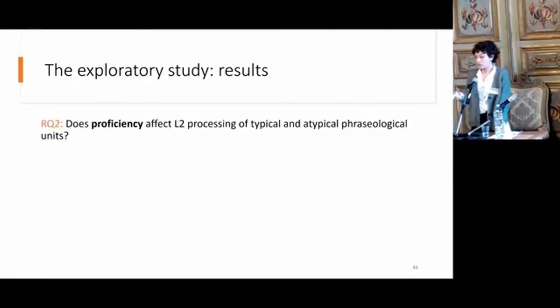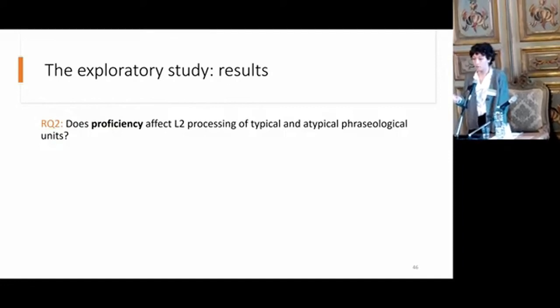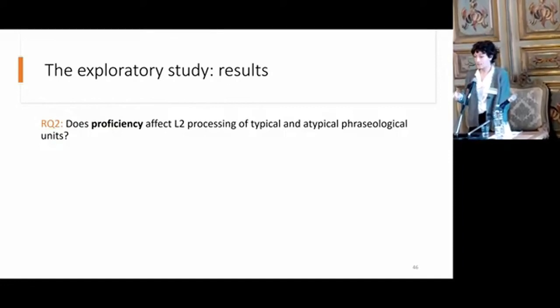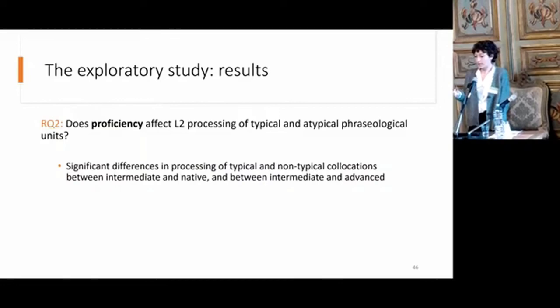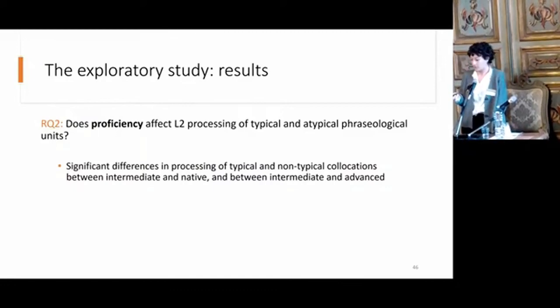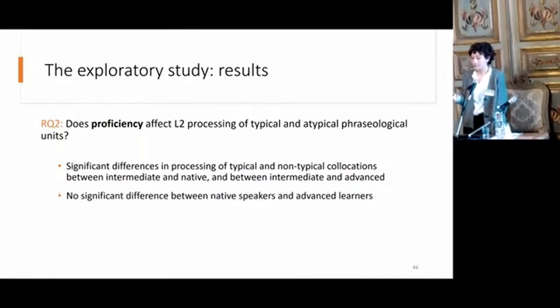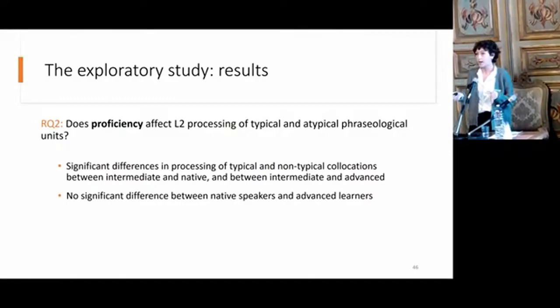The second research question was, does proficiency affect L2 processing of typical and atypical phraseological units? Yes, proficiency does affect the L2 processing of typical and atypical collocations. We found significant differences in the processing of original collocations and modified collocations between intermediate learners and native speakers and between intermediate and advanced learners. But we did not find any difference in the processing of original and modified collocations between native speakers and advanced learners, which actually showed similar patterns in how they processed original collocations and their modified counterparts.